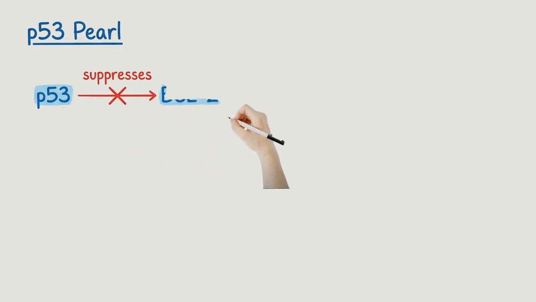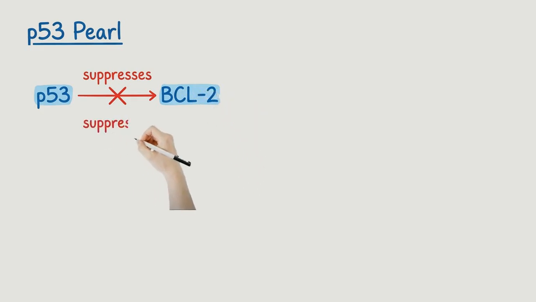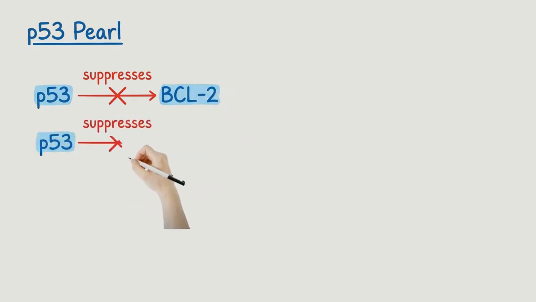Here is your step 1 pearl. P53 promotes apoptosis by suppressing BCL2. Massive DNA damage activates P53. BCL2 is downregulated and apoptosis proceeds. Loss of P53 is dangerous because cells with catastrophic DNA damage survive when they should die.